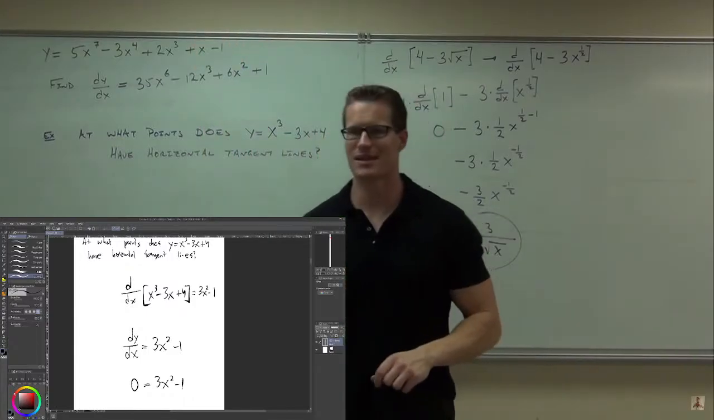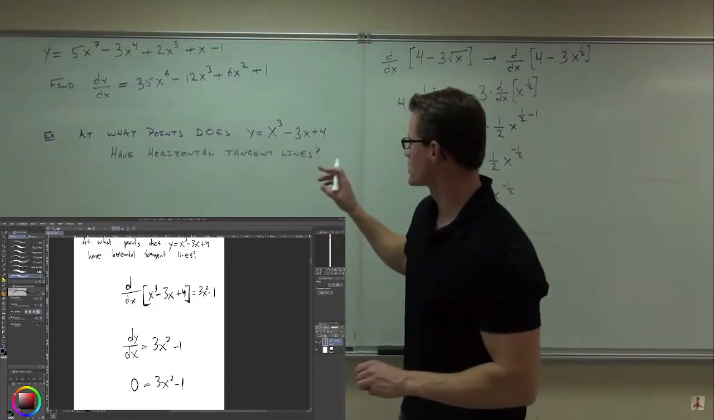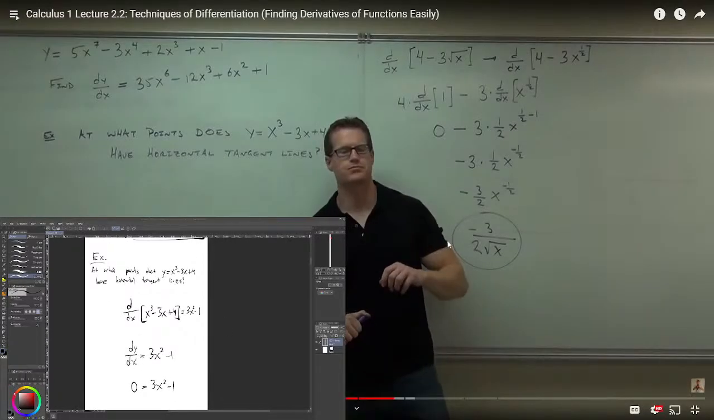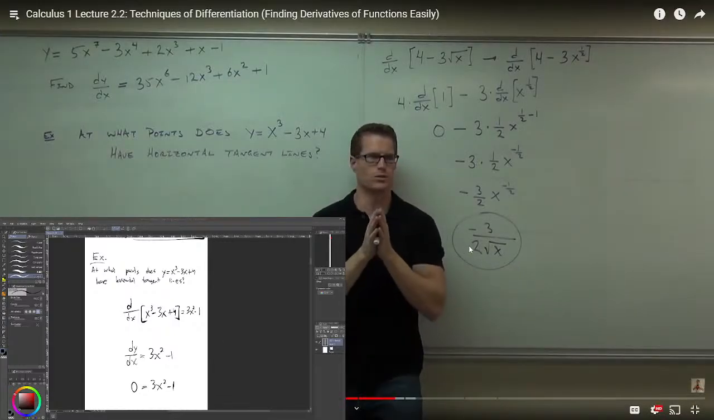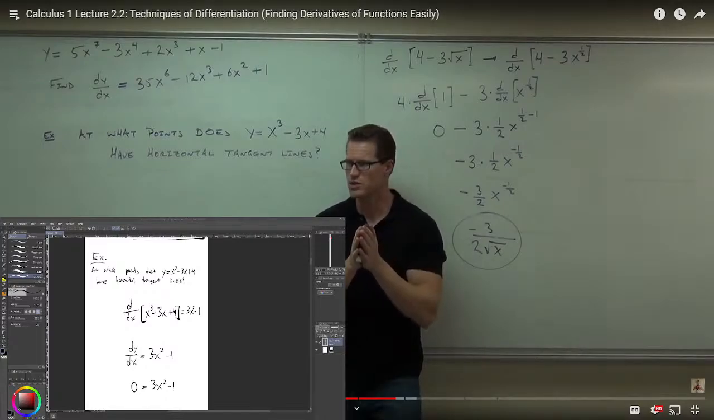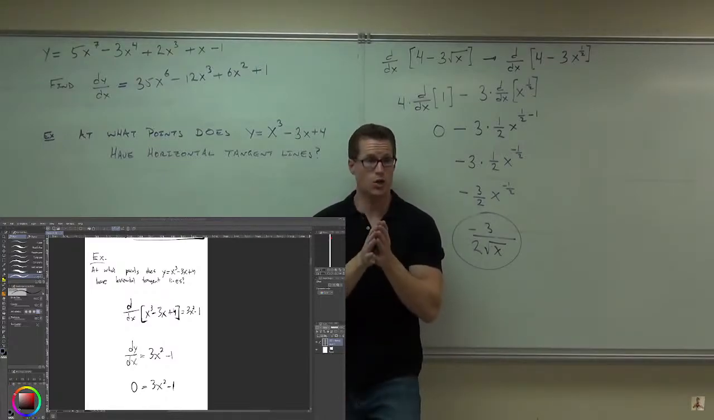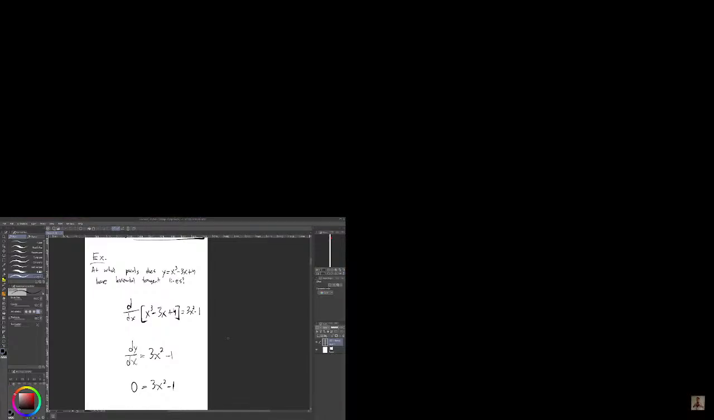Now the next one asks this, can you take this idea and apply it? At what points does y equals x cubed minus 3x plus 4 have horizontal tangent lines? Tell me something about a line that is horizontal. What do you know about a line that is horizontal? Slope is how much? 0. Okay, the slope is 0. You're all right. Horizontal tangent lines have slopes that are 0.